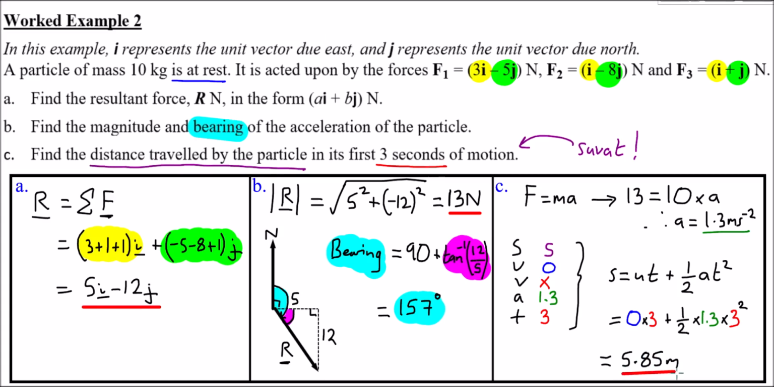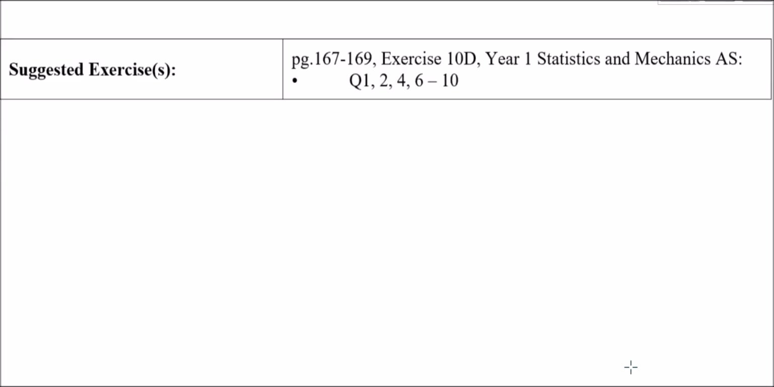So now, as you might have guessed, or dare I say feared, it's now over to you to try some of these on your own. So, on page 167, you'll find exercise 10D. I'm asking you now to have a go at questions 1, 2, 4, then 6, 7, 8, 9 and 10. Check your answers as you go, as ever. If you get stuck, ask a friend who sits next to you or try and work out where you've gone wrong yourself. If you're still not sure, that's where I come in.